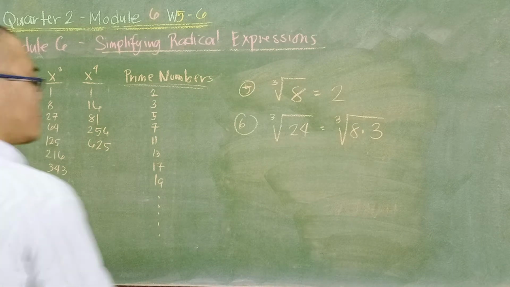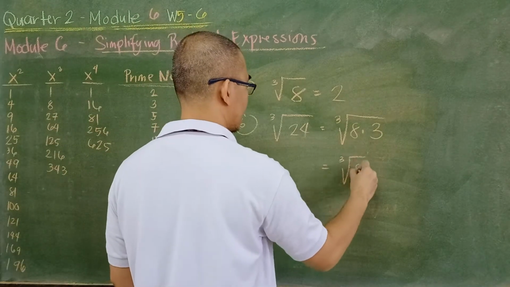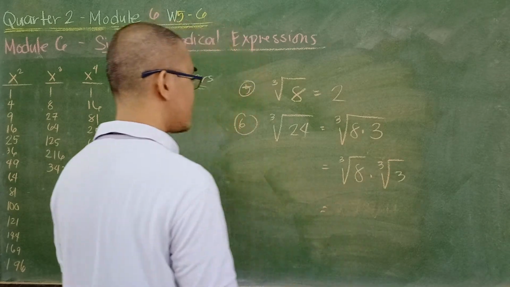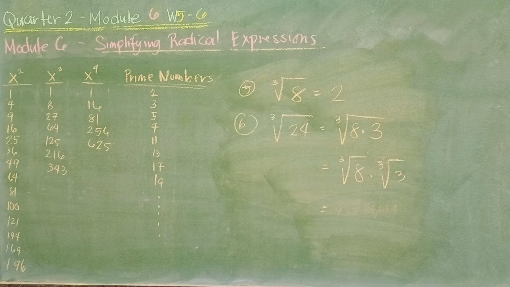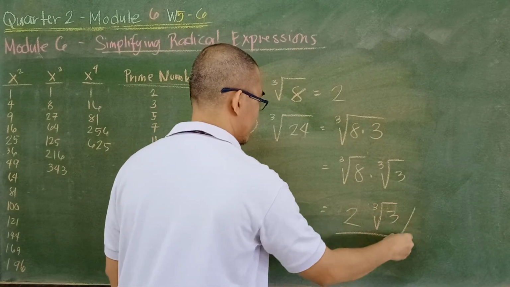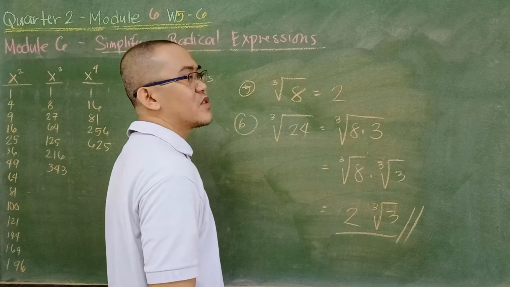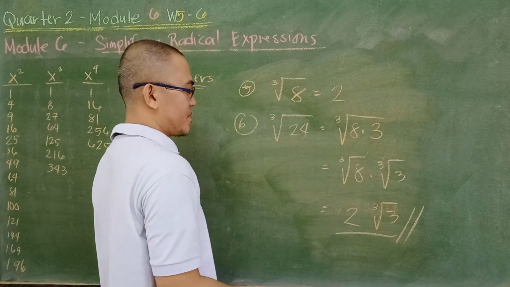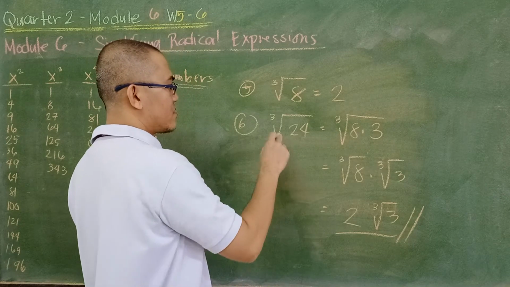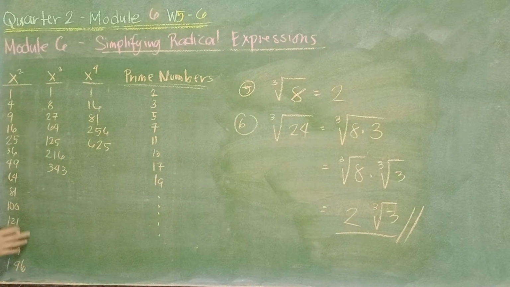Now, pwede ko nang paghiwalayin yung cube root ng 8 times 3. So yung cube root ng 8, which is isang perfect cube, is 2. And then yung prime number na 3, you just copy. Wala ka namang number na pwede i-multiply ng 3 beses para makuha yung 3. So kapag yung index mo 3, namimili ka sa mga perfect cube. Kapag yung index mo 2, namimili ka sa mga perfect square.